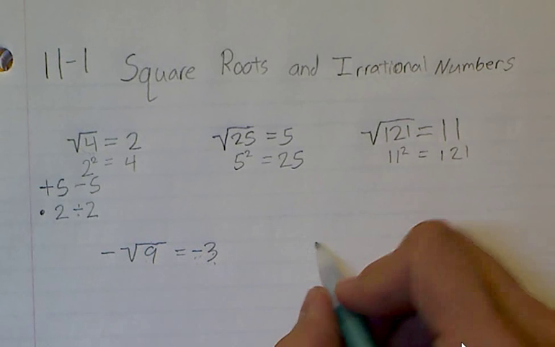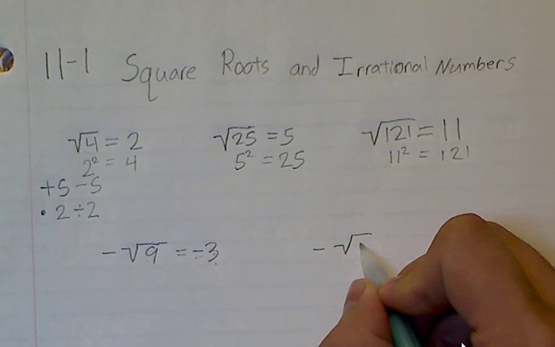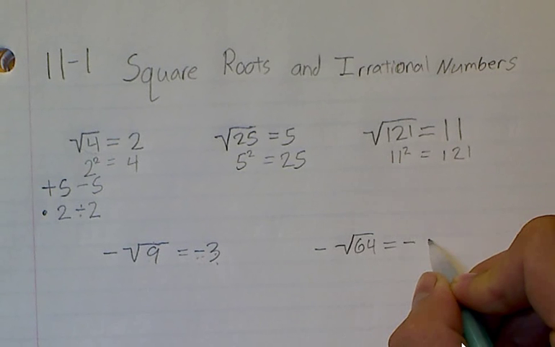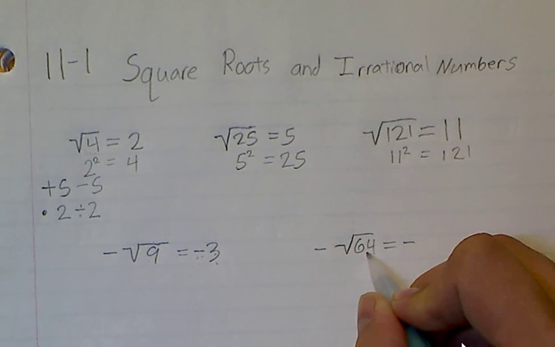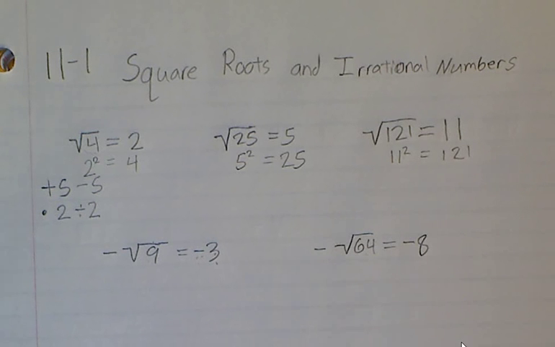Let's do one more. The negative square root of 64. That's equal to negative what? The square root of 64 is 8. So negative 8 would be our answer. Okay, so that pretty much takes care of our square roots, at least our basic ones.